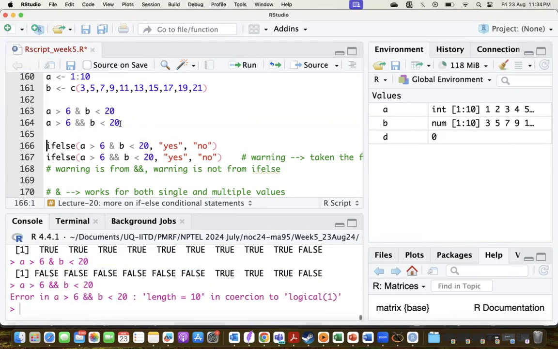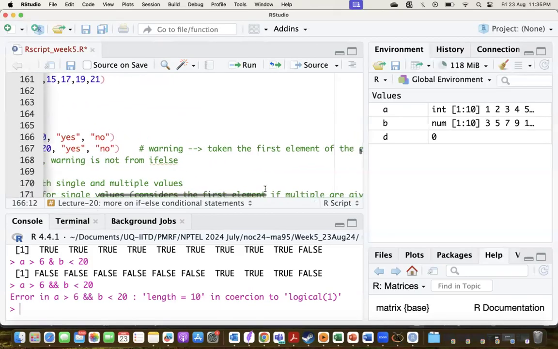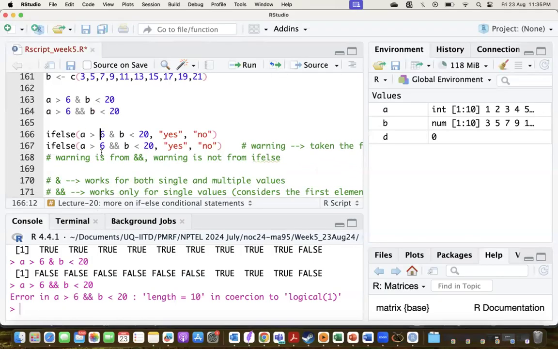Now, if I write the double and, it is giving me some sort of an error. Why is it giving this error here? Wait. It should have given me at least one output.